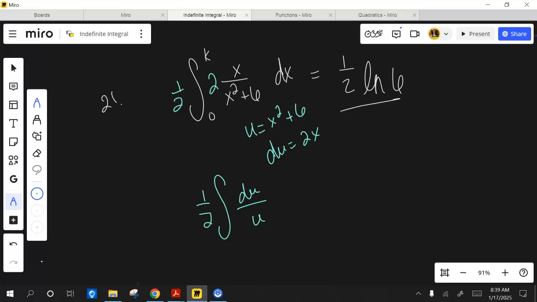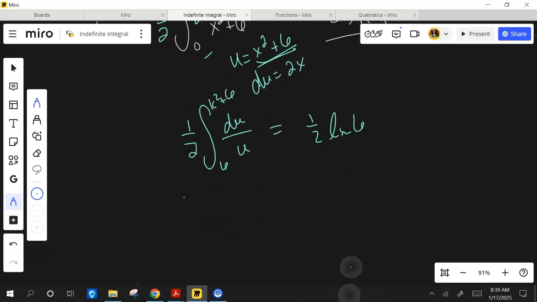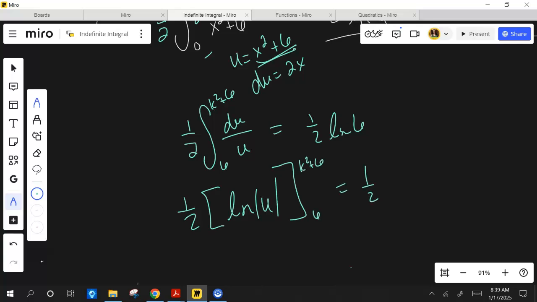I adjusted my bounds. So I plugged 0 in here, I plugged k in here. So I got k squared plus 6, and I got 6. I know that this equals 1 half log 6. Okay. 1 half, this is the natural log of absolute value of u, from 6 to k squared plus 6. Here's where, well, this I'm going to mark out because it's on both sides.